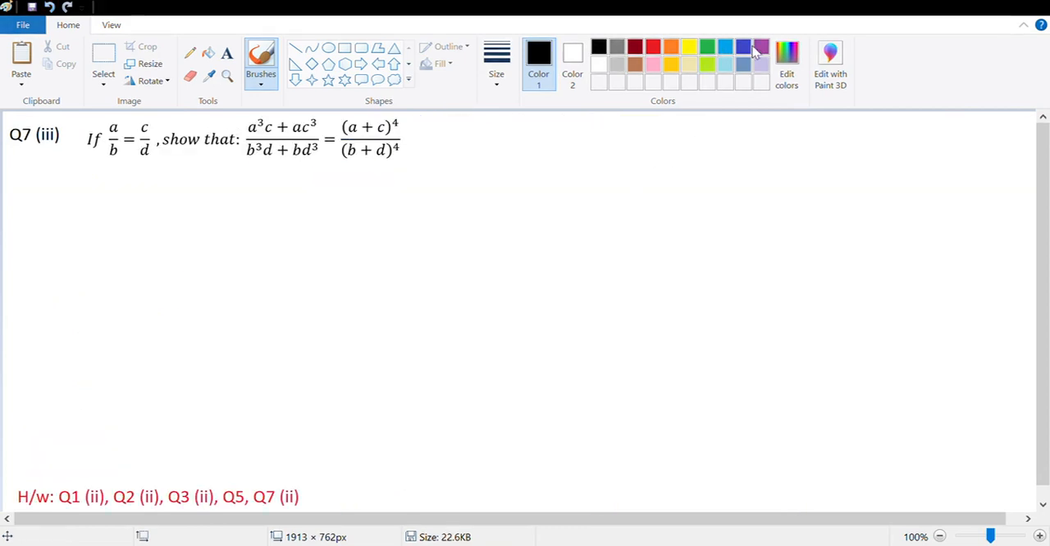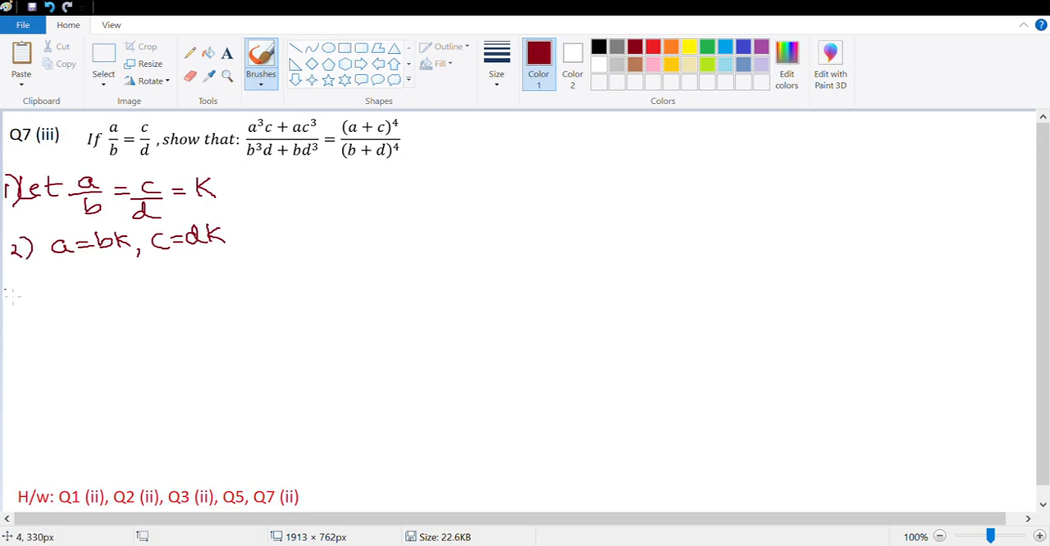The last question that we work on is question number 7, part 3. If a by b is equal to c by d, show that, okay, again left hand side and right hand side. So let's go ahead and use the k method this time. Usually we use the k method when there is continued proportion, but let's use it this time and see how it works. So point number 1, let a by b is equal to c by d is equal to k, which means a is equal to bk and c is equal to dk.